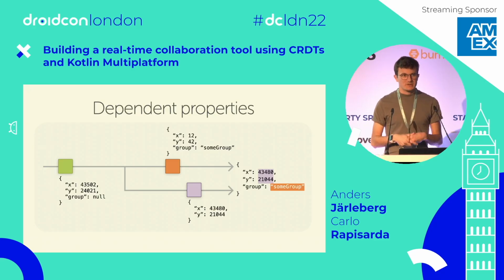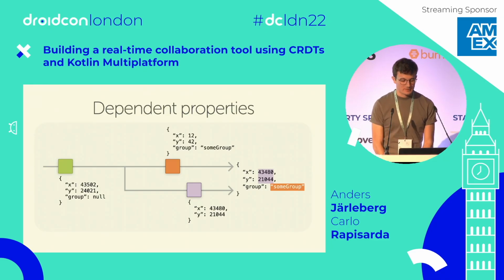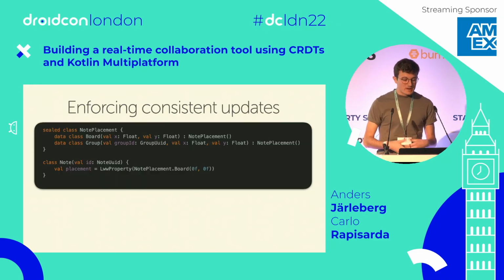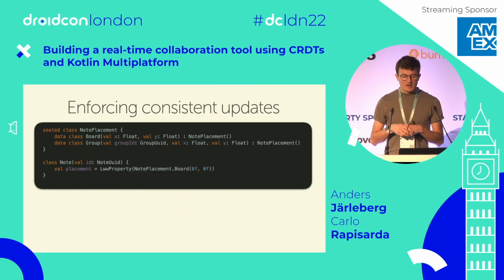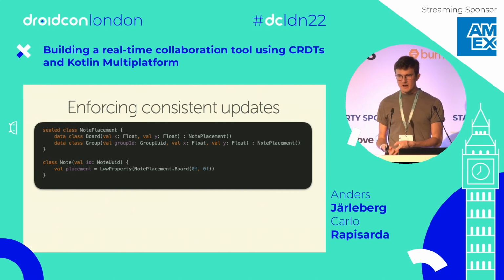One solution could be to always specify group null if we're using absolute coordinates. But an even better way is to use a single placement property. This ensures that updates to a node position cannot be misunderstood, right? Developers are forced to always specify whether the coordinates are absolute or relative to a group in the same update.